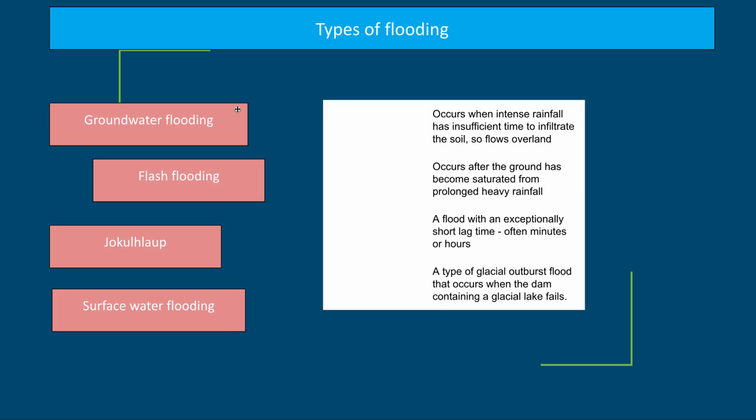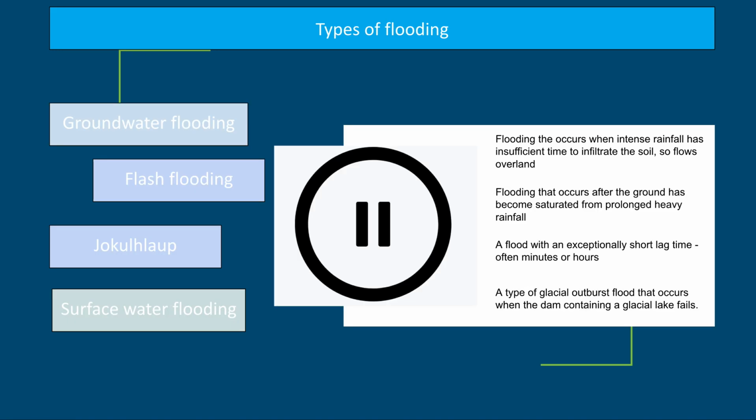And we have some types of flooding here, which hopefully you remember from your lessons. So we have groundwater flooding, flash flooding, jokulhlaup and surface water flooding. So you should pause the video at this time to ensure that you can match these key terms to the correct meaning.